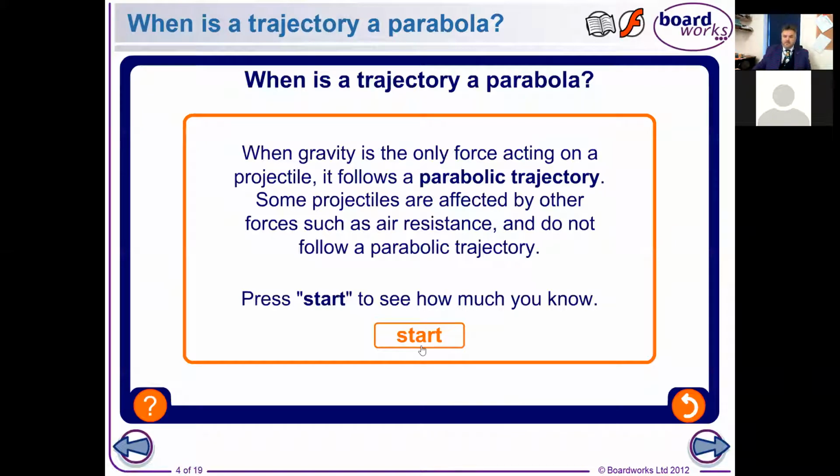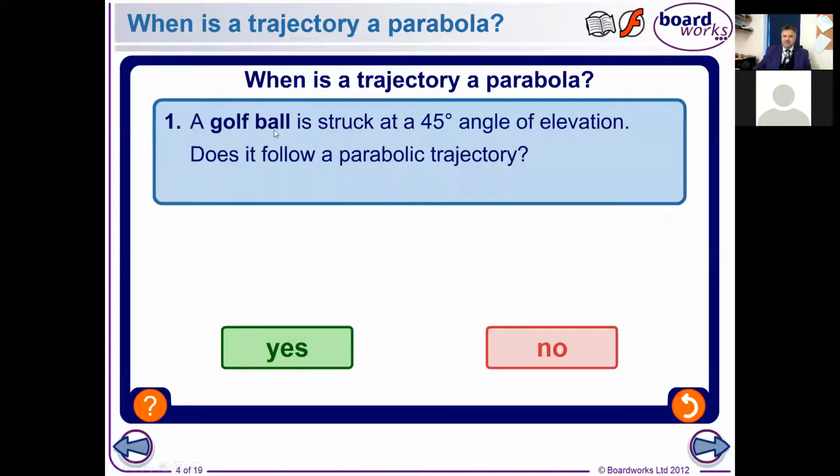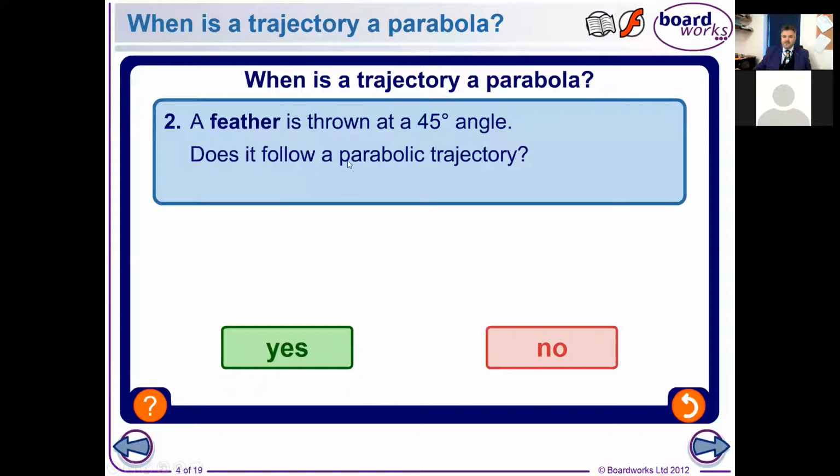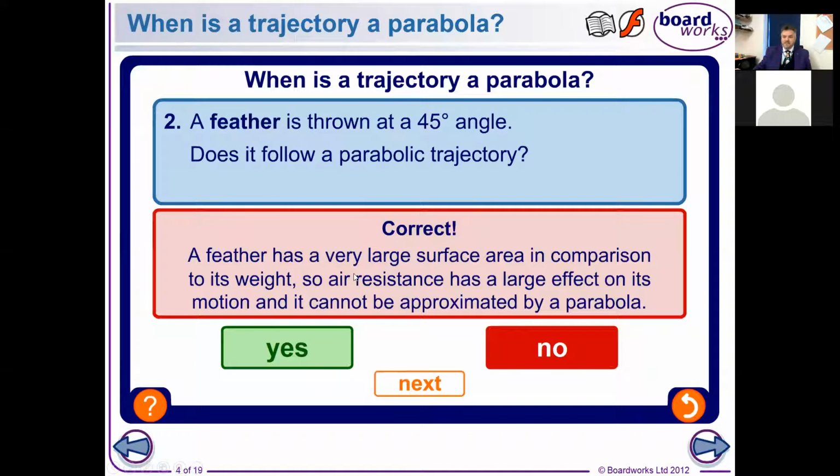So when is it a parabola? Well, let's have a look. If we've got a golf ball being struck at 45 degrees, does it follow a parabolic trajectory? Well, yes, because the ball is very small and therefore has very little air resistance, so we can ignore it. So it's only not a parabola when air resistance is significant. So for example, a feather thrown at 45 degrees upwards doesn't really follow a parabolic trajectory because it's got a very large surface area, so air resistance is significant.